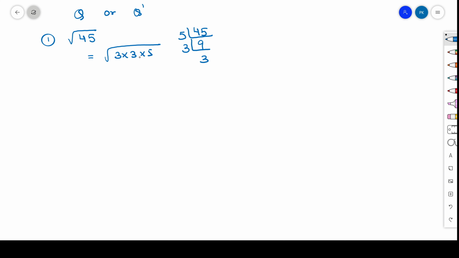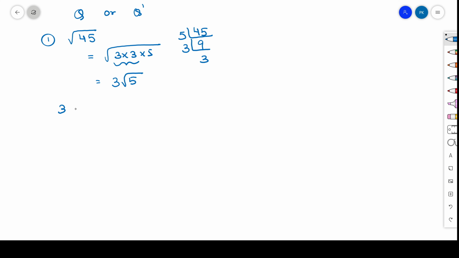Here you will be given a number and you will be asked to identify whether the number is rational number or irrational number. For example, the first question given to us is under root 45. Here we will find the factors of 45. We get 5, 9, 3 and 3. So we write under root 45 as 3 into 3 into 5. Now 3 into 3, which means 3 will come out, 3 under root 5.